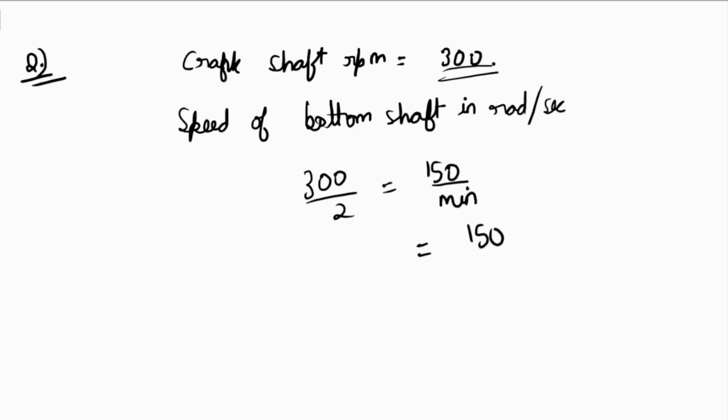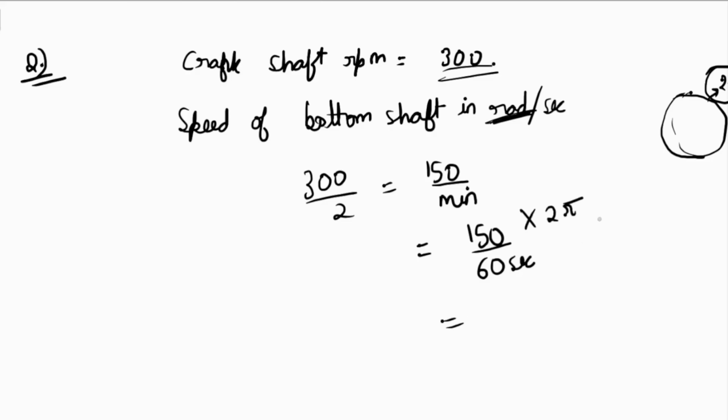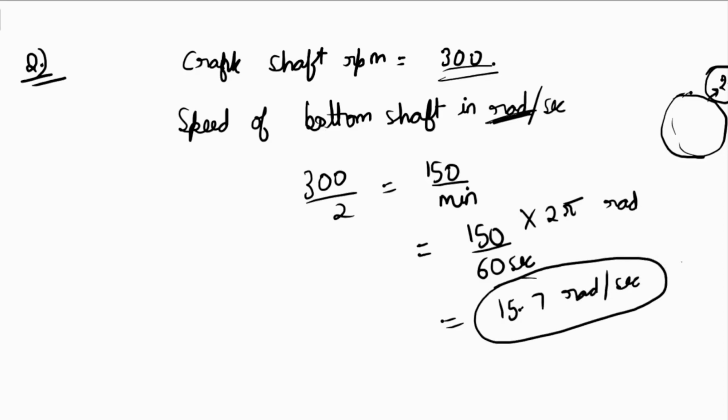For radian, you know that the entire circle is 2 pi radian, which means 360 degrees in fact. So first we have to convert this into seconds, because it is radian per second, and now into radian. For conversion into radian, we have to multiply it by 2 pi. As radian per second, you can find the answer. It would be somewhat 15.7 radian per second. This is how you will calculate.